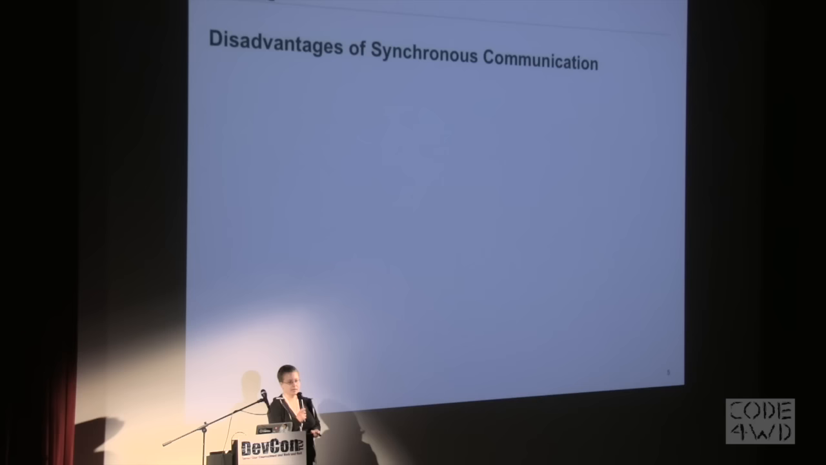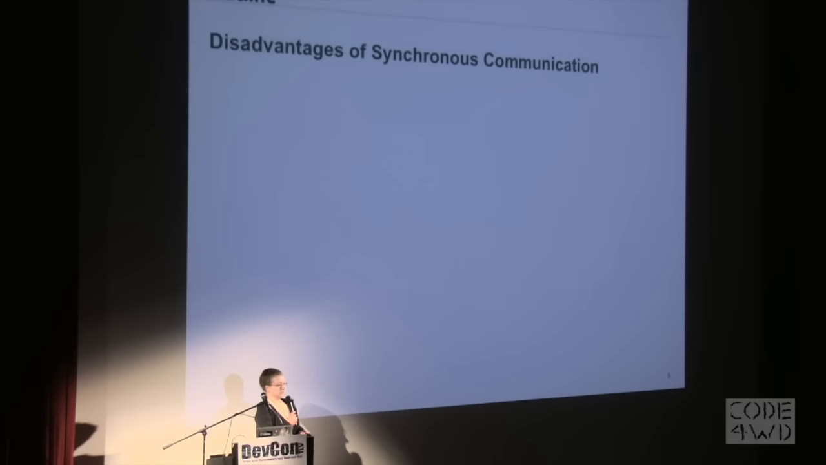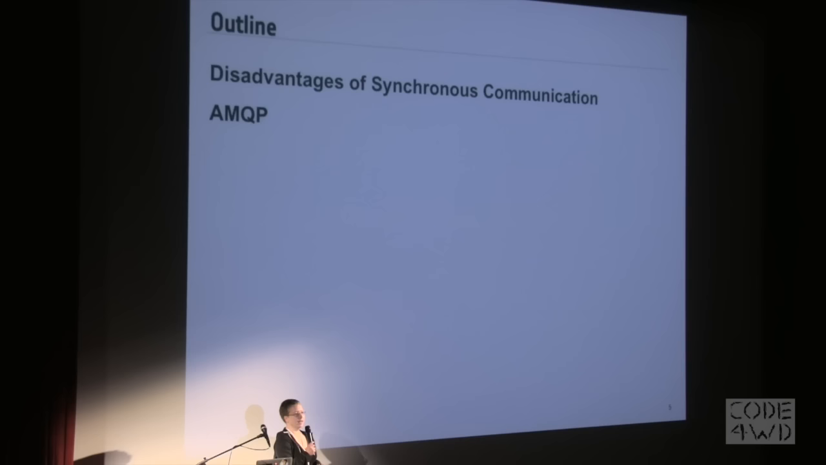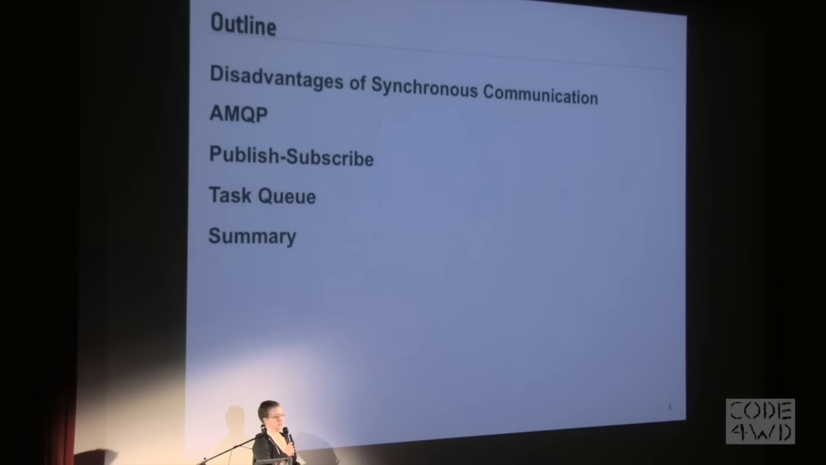I'm going to start with some of the disadvantages of synchronous communication, introduce you to the Advanced Message Queuing Protocol, and highlight its two main use cases, which are based on the publish-subscribe pattern and the task queue. And I'm finally going to wrap it up. So let's start with synchronous communication.